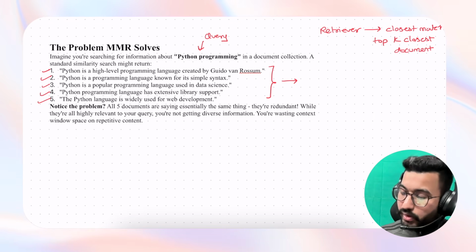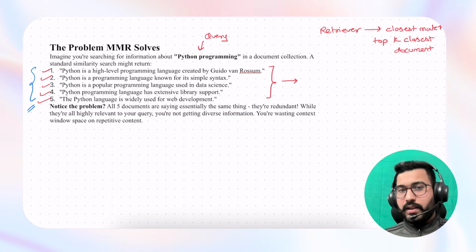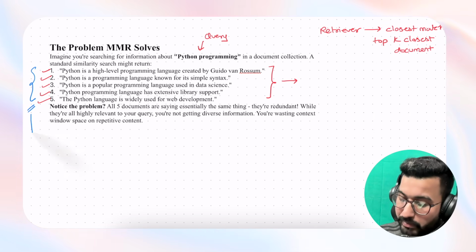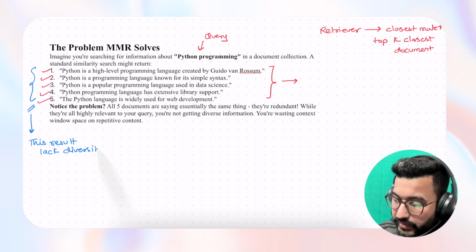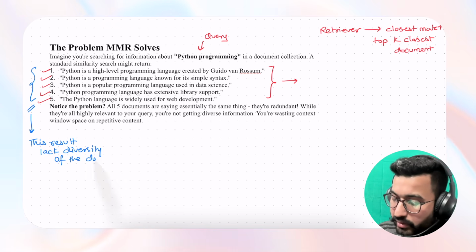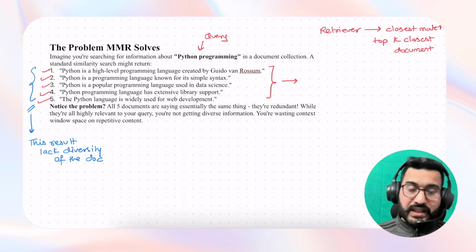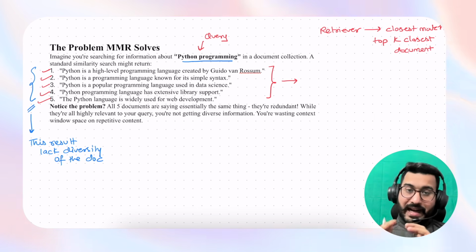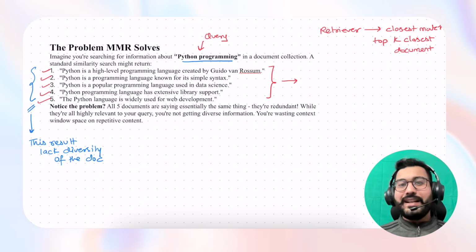But there is a big problem over here. If you closely observe, all these documents are basically talking about the same thing, and there is no such diversity in these documents. So the major problem is this result lacks diversity of the document. So when I say document diversity, I basically mean I need a document which is similar to my search query. I need a document which is talking about Python programming, but I need that document which is a little different from my already selected document.